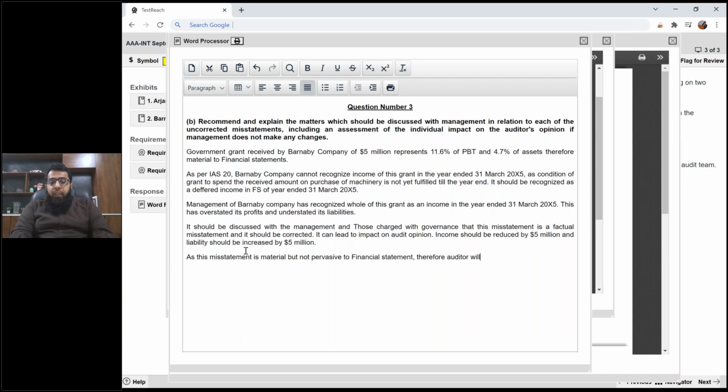therefore auditor will issue a qualified audit opinion. Will issue a qualified audit opinion since it is not pervasive. Sir, can we write here material misstatement? I have written as this misstatement is material but not pervasive, therefore auditor will issue a qualified opinion.